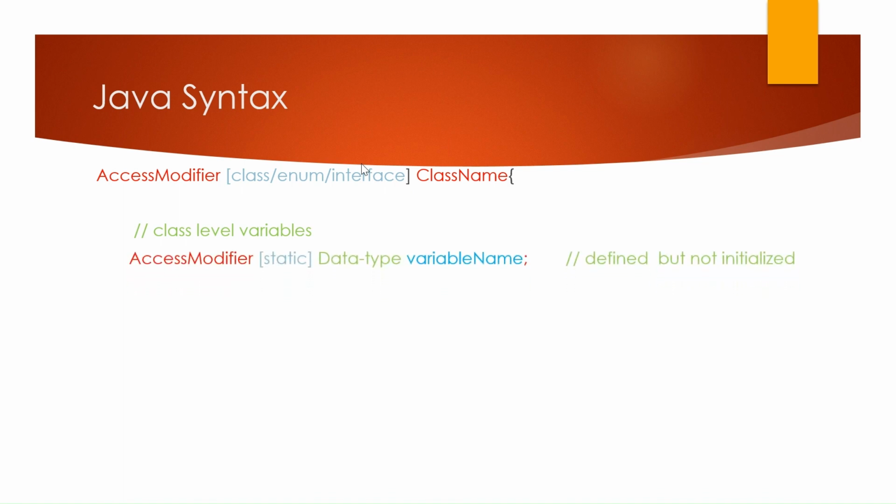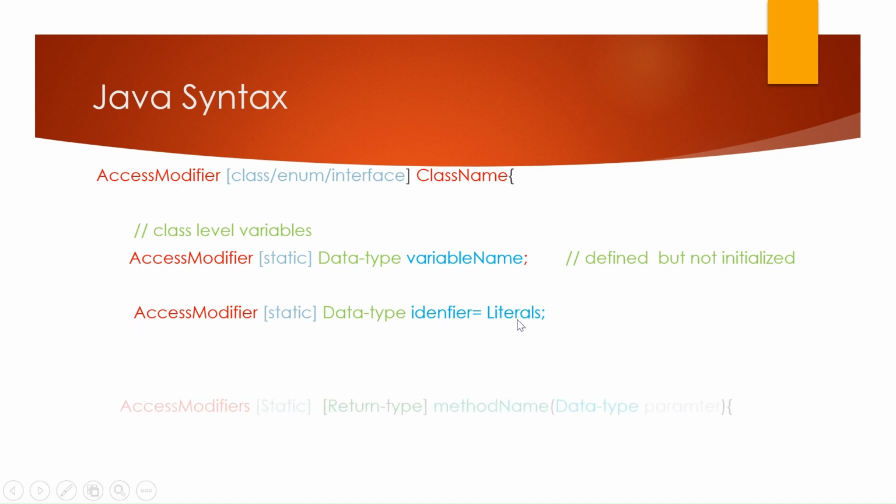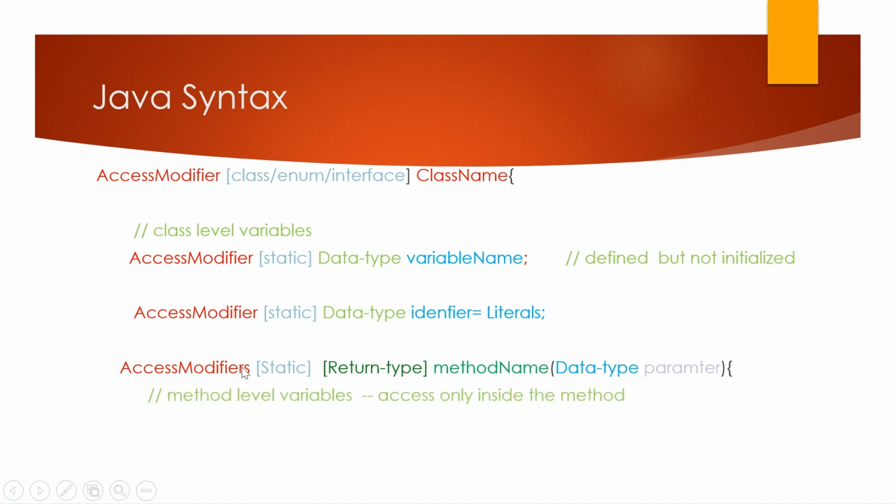If you define a variable inside the class, then we call it a class level variable. Variables also have an access modifier, then static. If it is non-static, then we should not write static. Then we define the data type and variable name, but it is not initialized yet. An initialized variable is the same, but it is initialized with literals.